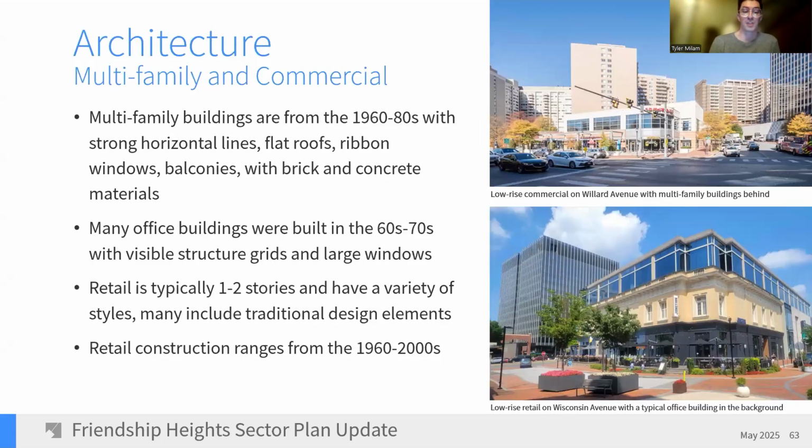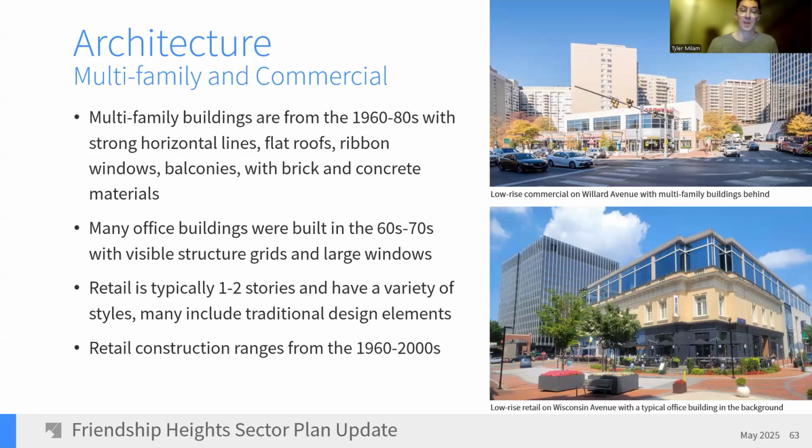Looking at architecture, the downtown is made up of large multifamily and mixed-use buildings. Multifamily buildings in the plan area reflect their time of construction with elements such as strong horizontal lines, flat roofs, ribbon windows, balconies, and brick and concrete construction. And most were built between the 1960s and the 1980s.